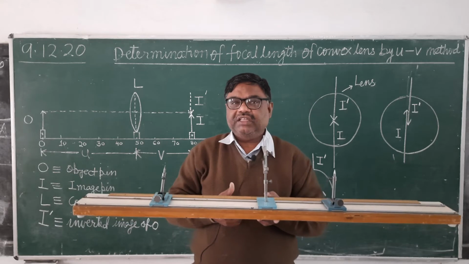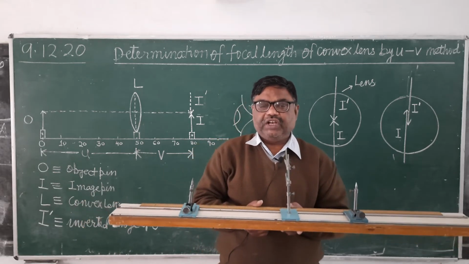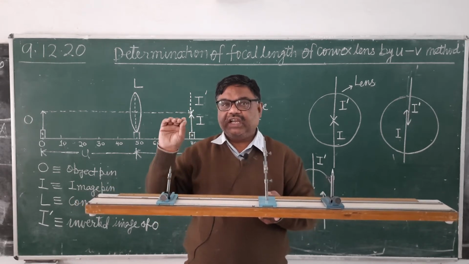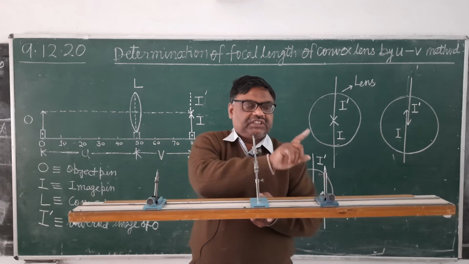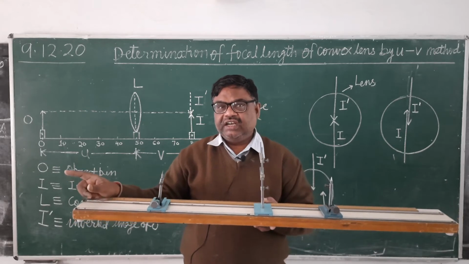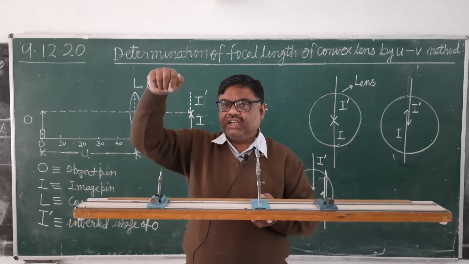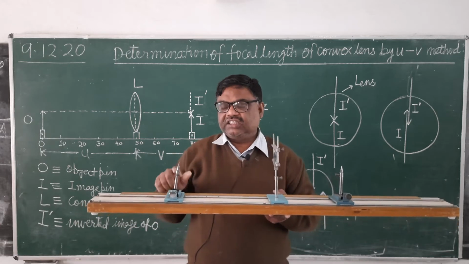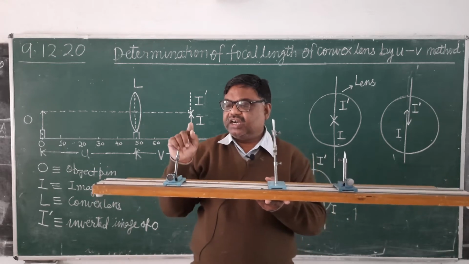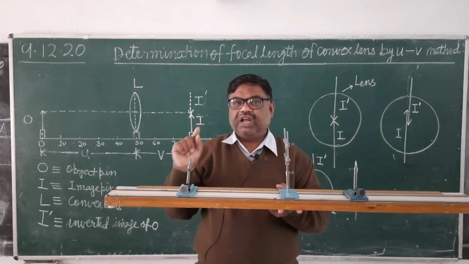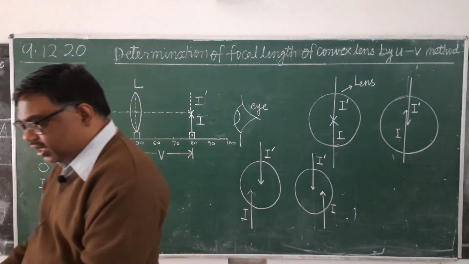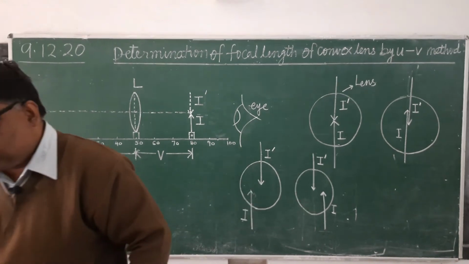That image we will name as I dash. That is, the image will be an inverted image. When we see the image of this object pin O from this side through the lens, we will get an inverted image I dash, and this is the image pin I. Now we will remove the parallax between the inverted image I dash and the image pin I. How we remove that parallax between I dash and I, that I am going to explain.